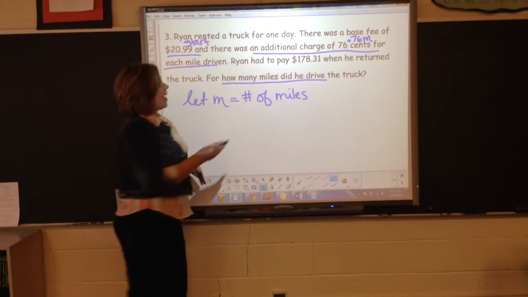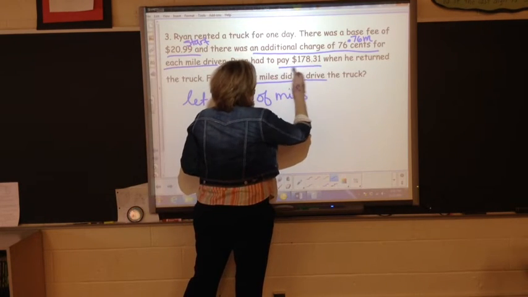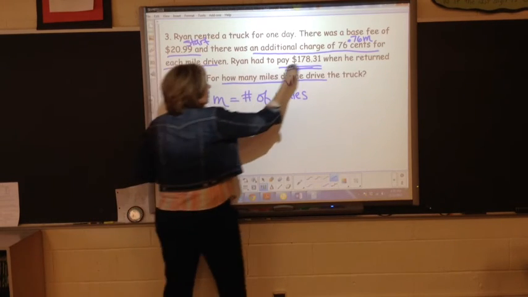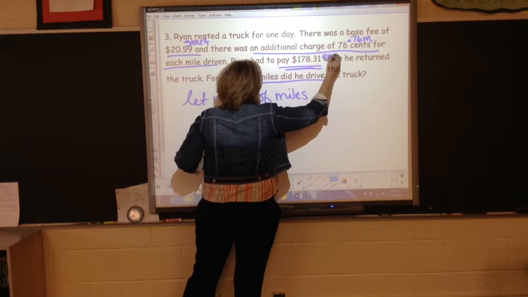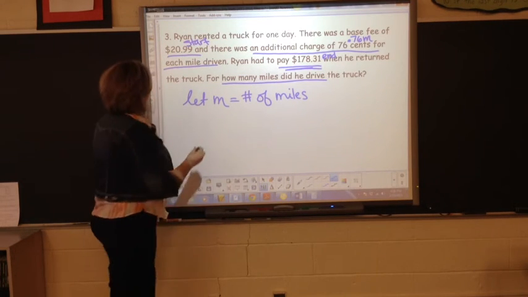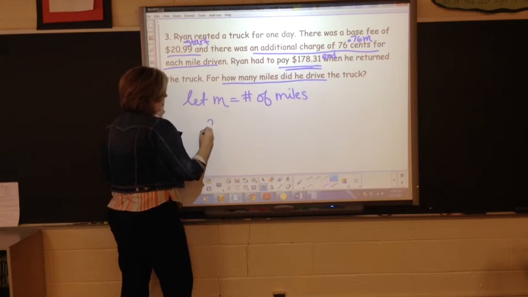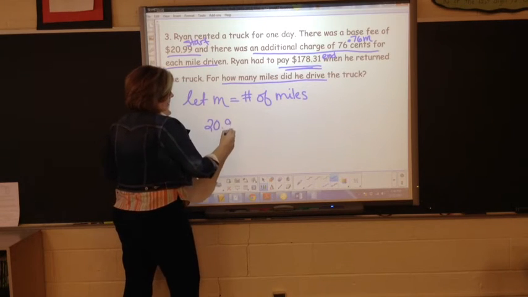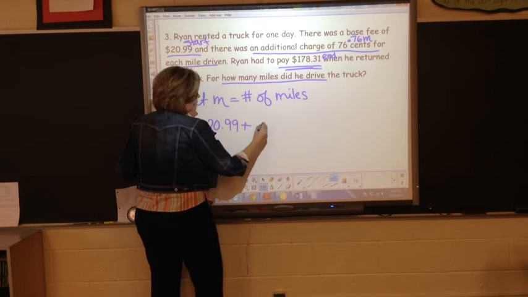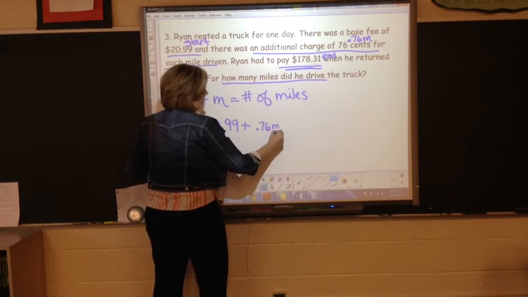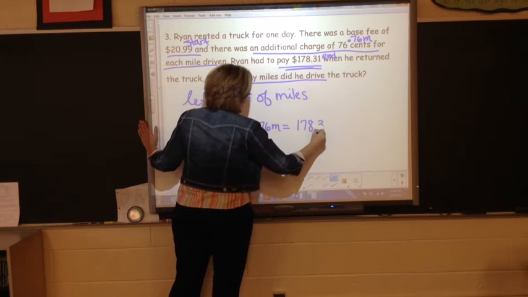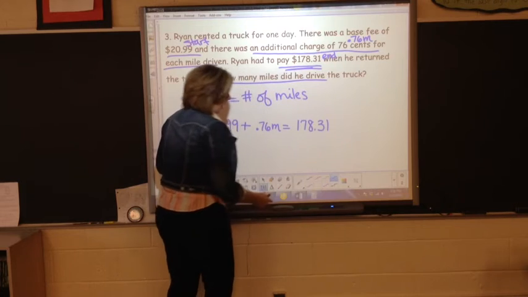Ryan had to pay $178.31. This is the total, so whatever I do has to equal that. So this is the ending value. Okay? So I'm going to take that information and go ahead and write us an equation. So my starting amount, $20.99 plus the 76 cents per mile is $178.31.